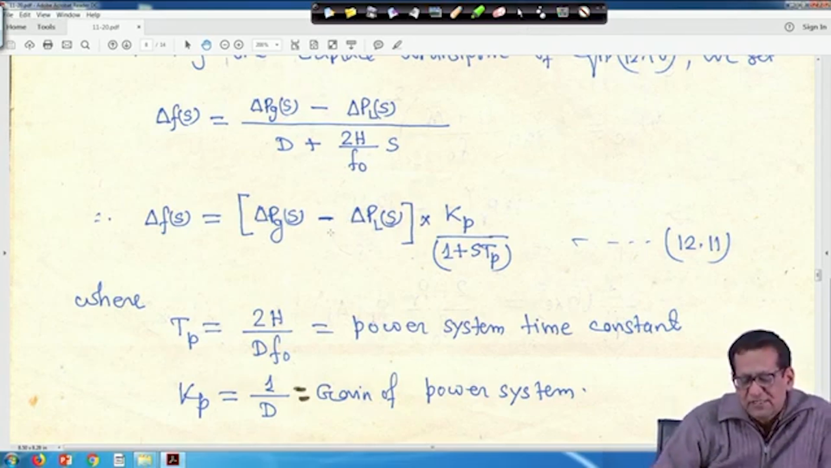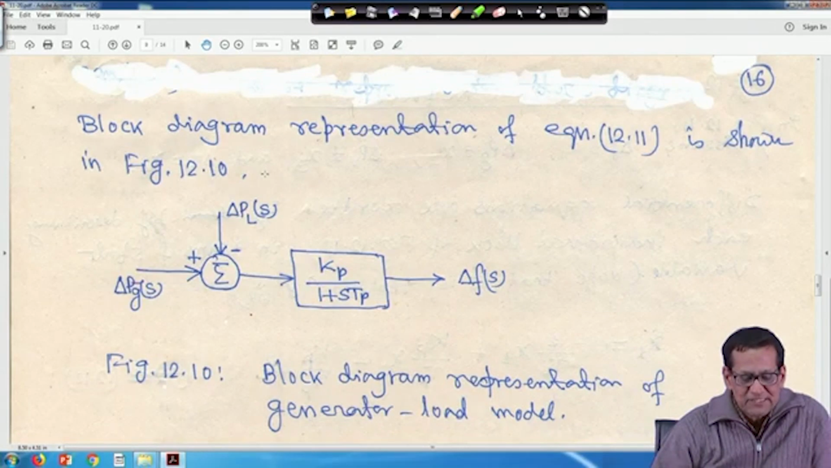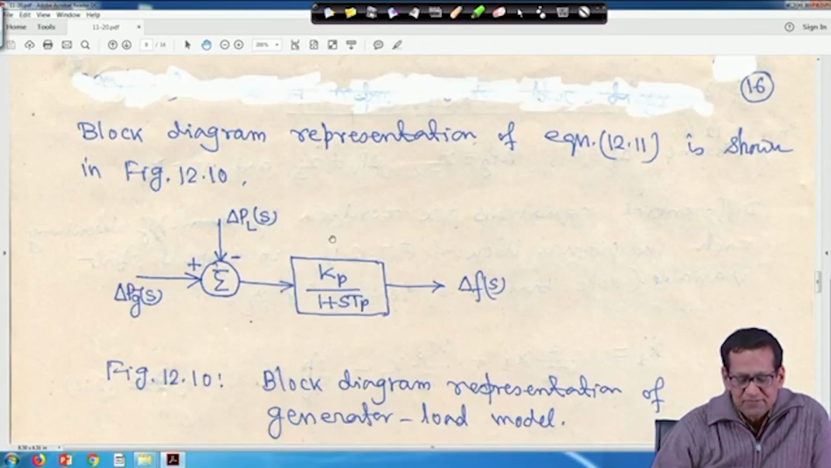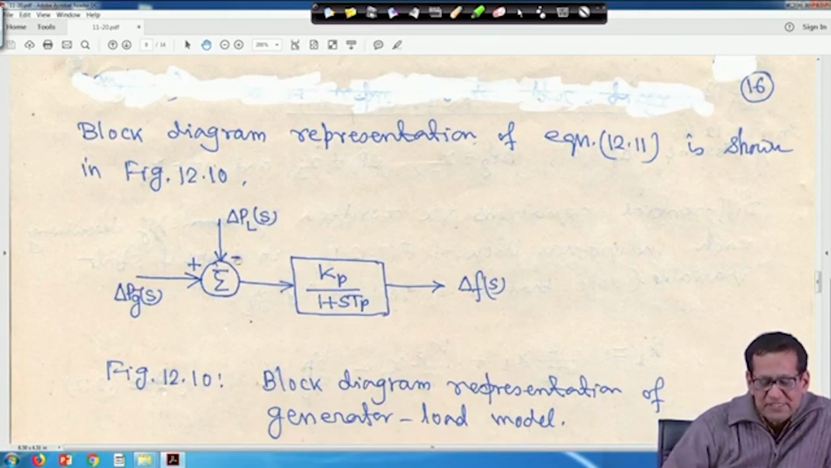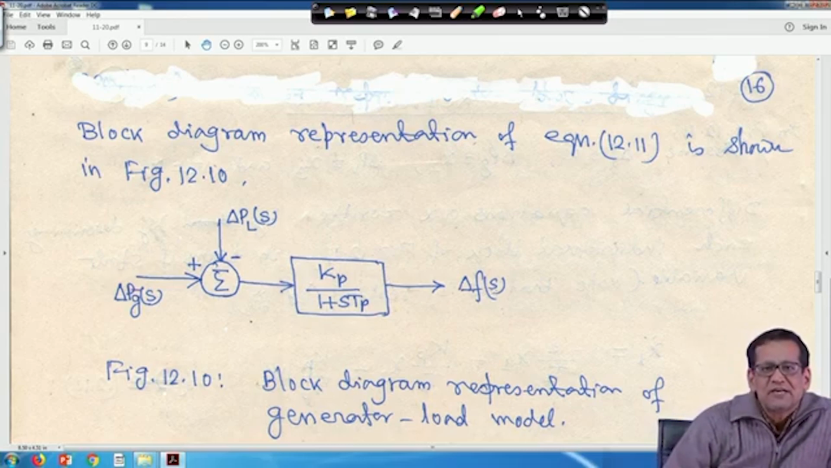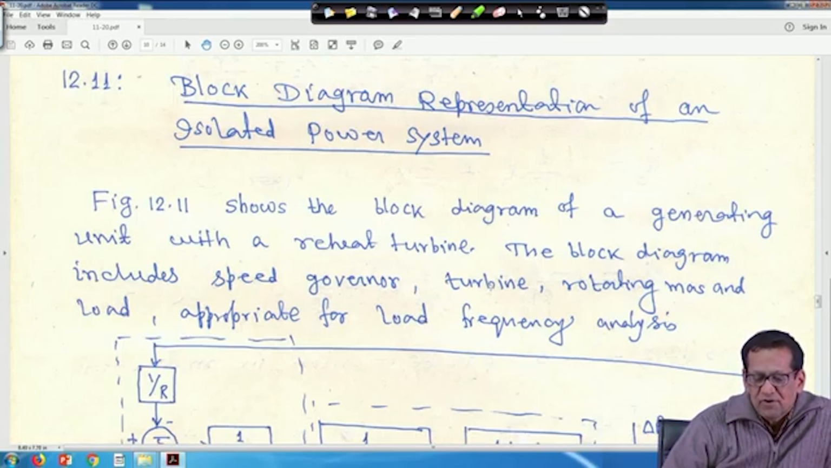So the transfer function for the generator and load, the relationship between generating power, load and frequency deviation, has now been completed. That means this equation, equation 11, you can make into a block diagram: delta Pg minus delta PL into Kp upon 1 plus sTp is equal to delta F. This way we can go for block diagram representation of an isolated power system.